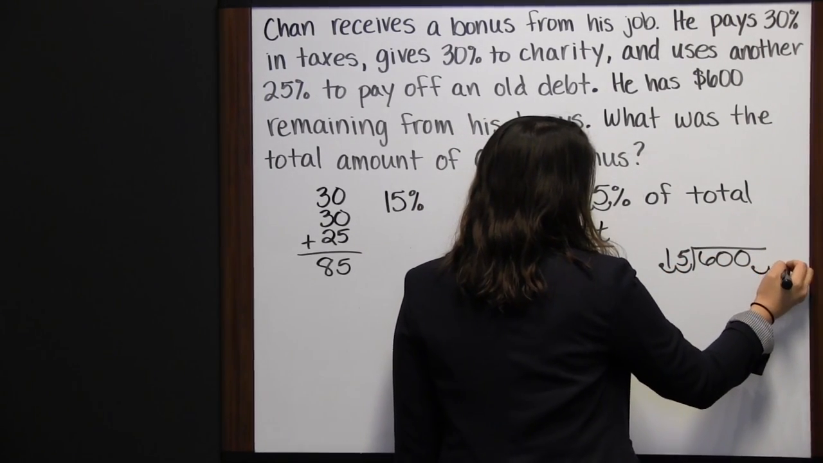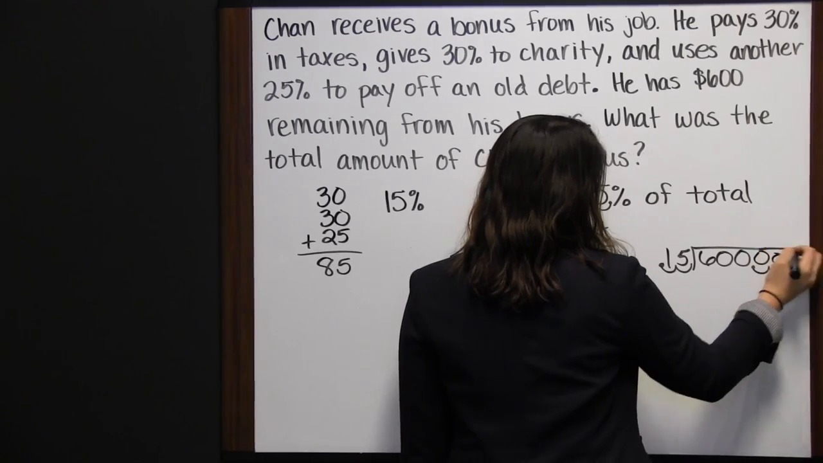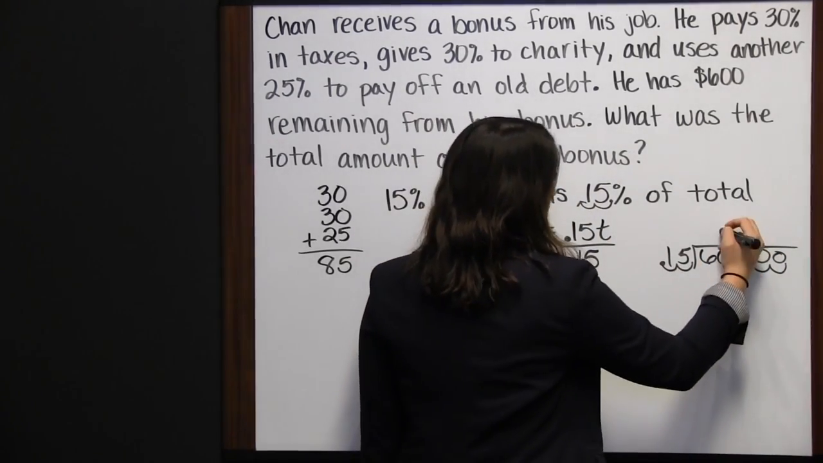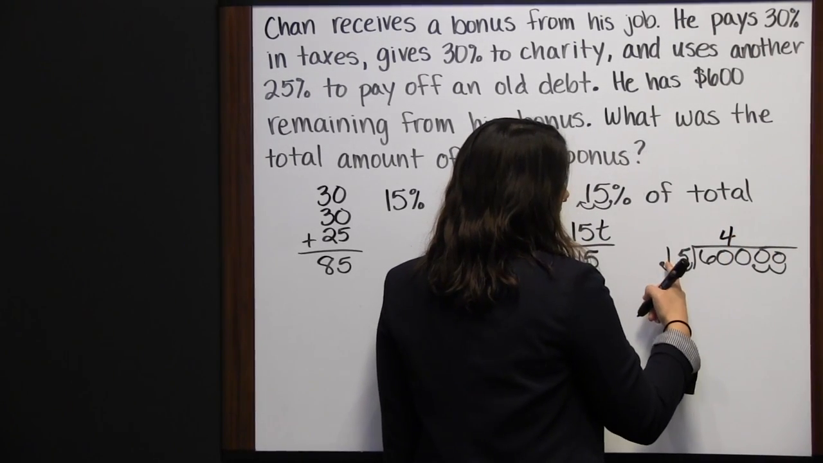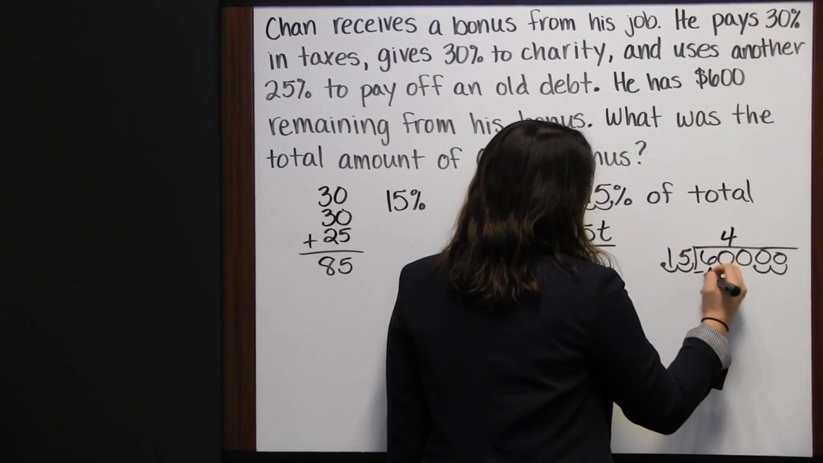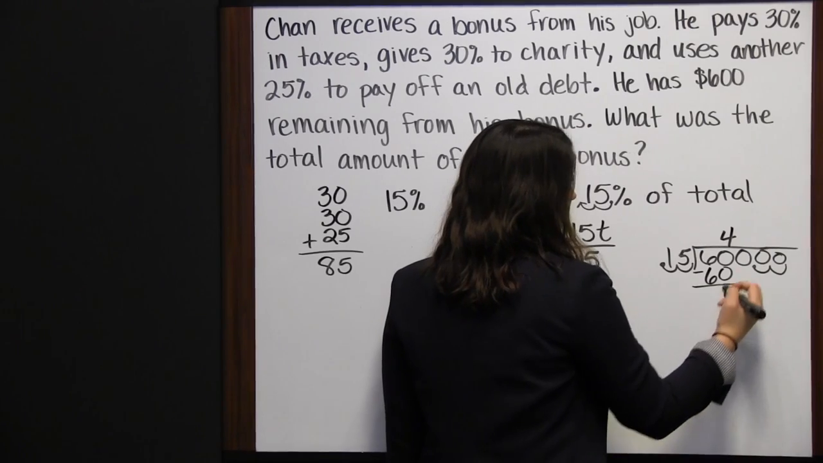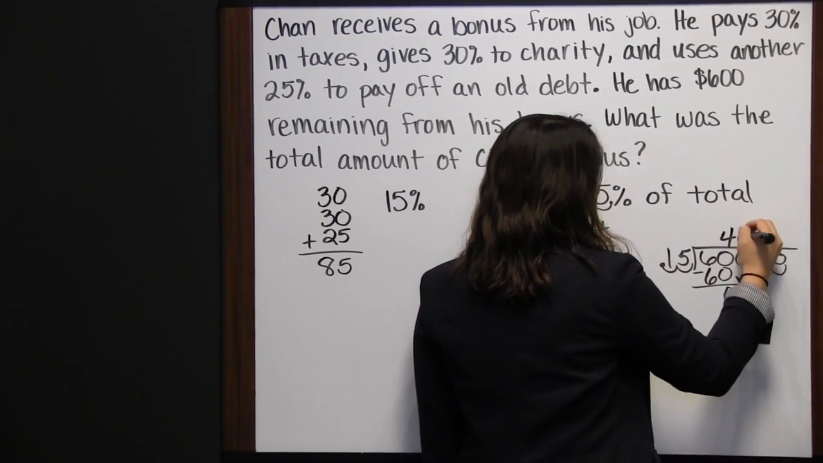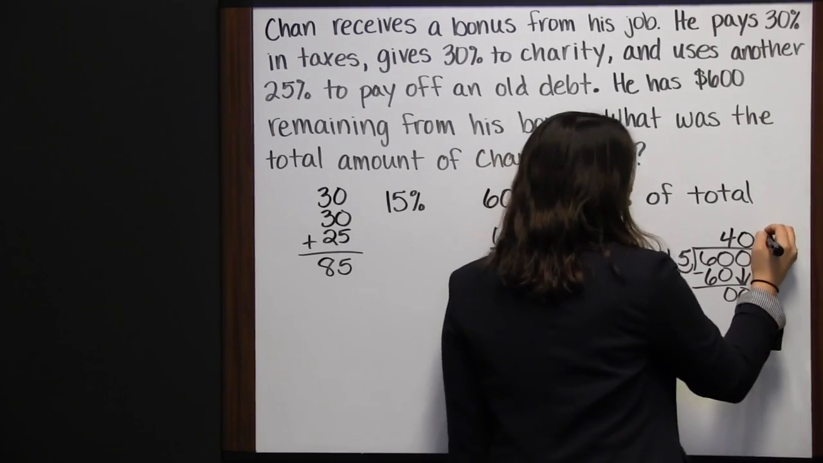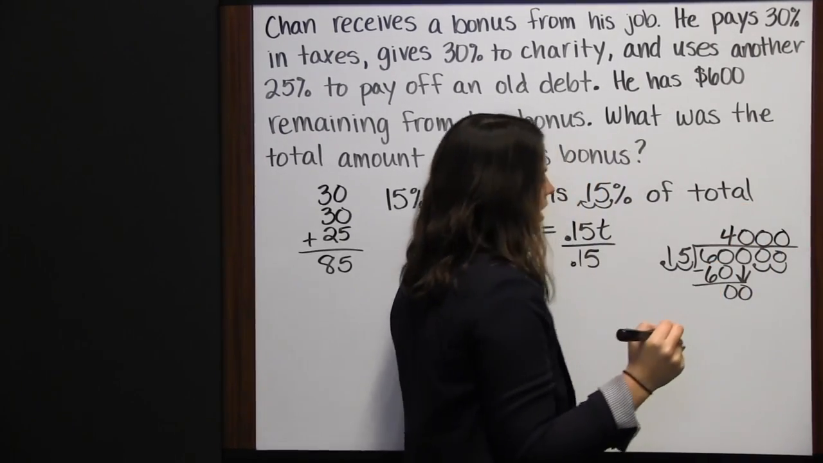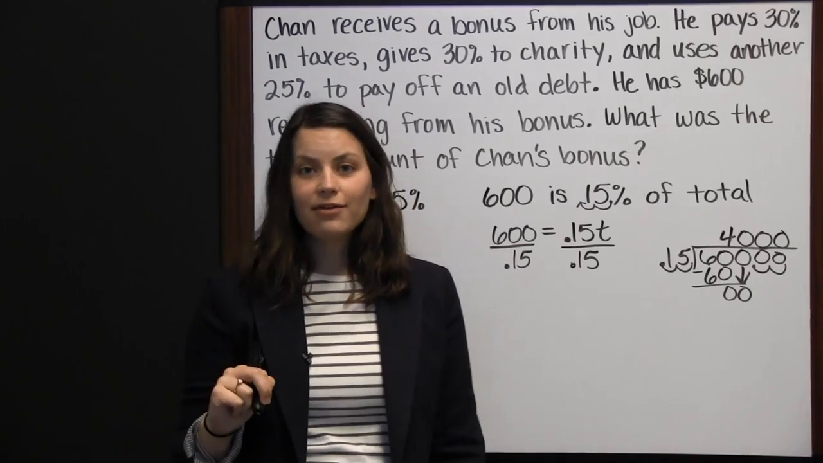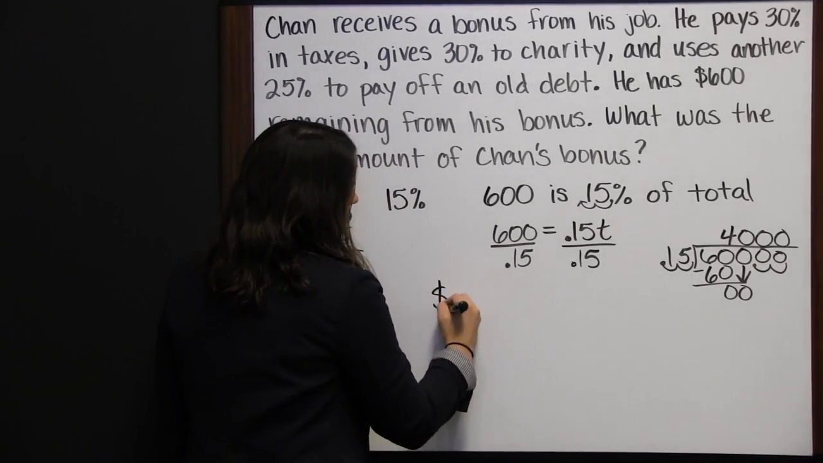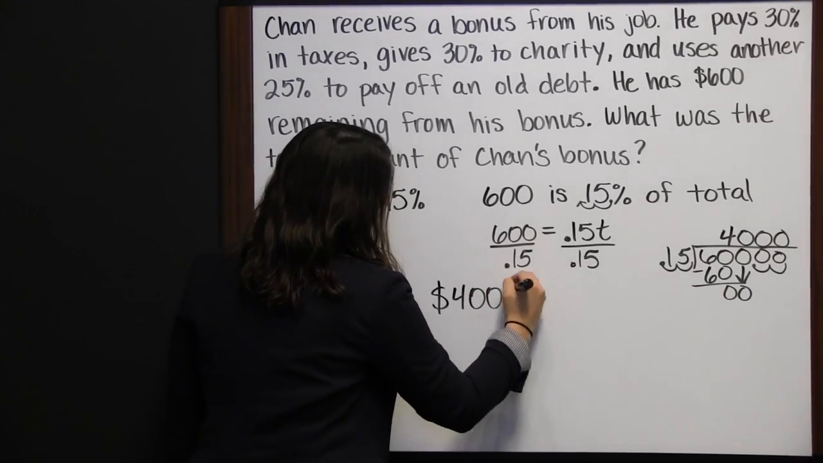So we do the same to 600, add two zeros, and 15 goes into 60 four times. 15 times 4 is 60. You subtract and get 0. When you bring down 0, 15 goes into 0 0 times, and that's just going to keep happening two more times until we get 4,000. So what was the total amount of Chan's bonus? $4,000.